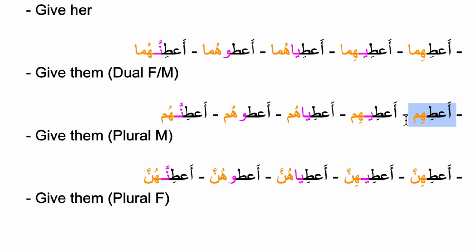Next, أعطهم, أعطيهم, أعطياهم, أعطوهم, أعطنهم. And this also means give them, but to plural male. Next, أعطهن, أعطيهن, أعطياهن, أعطوهن, أعطنهن. Also means give them, but to plural female.